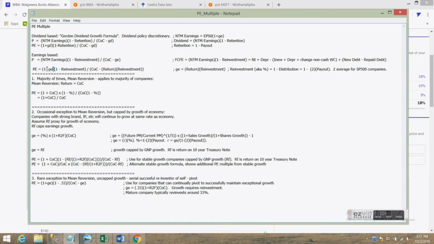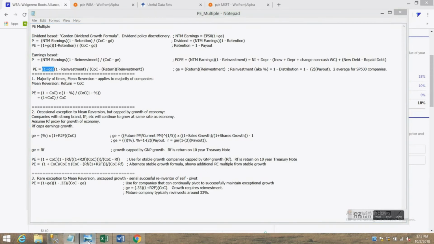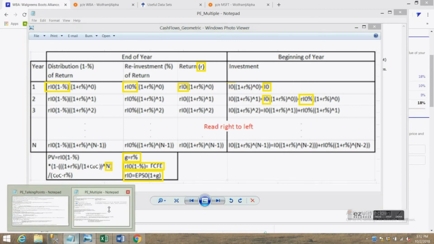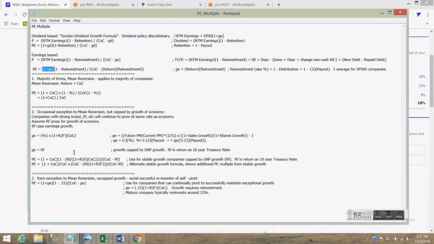And then when you divide both sides by earnings to get the price earnings multiple, you're also left with the 1 plus G factor, which is what I showed here, and what RI naught is equal to. So when we divide both sides of the price by earnings per share to get the price earnings multiple, you're left with a 1 plus G on that side of the equation. So that's where the 1 plus G comes from.